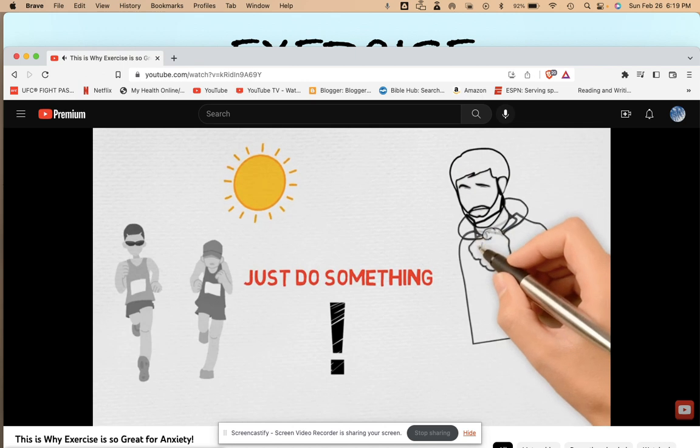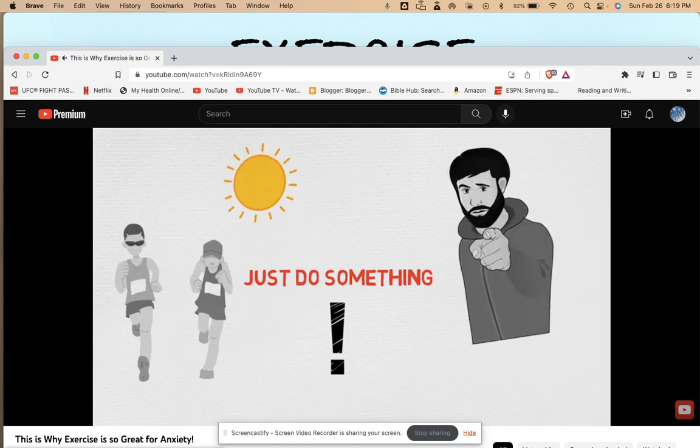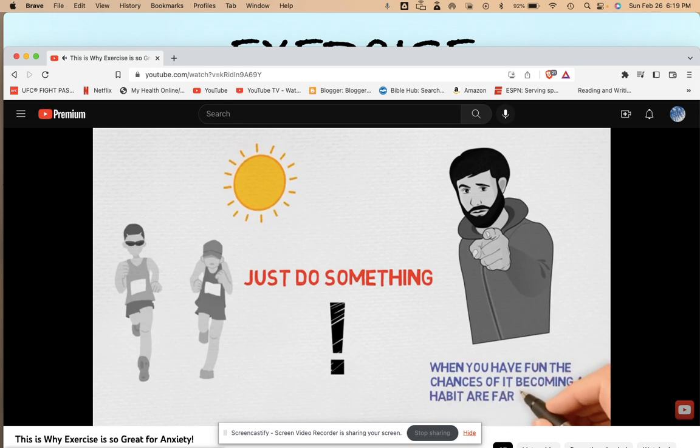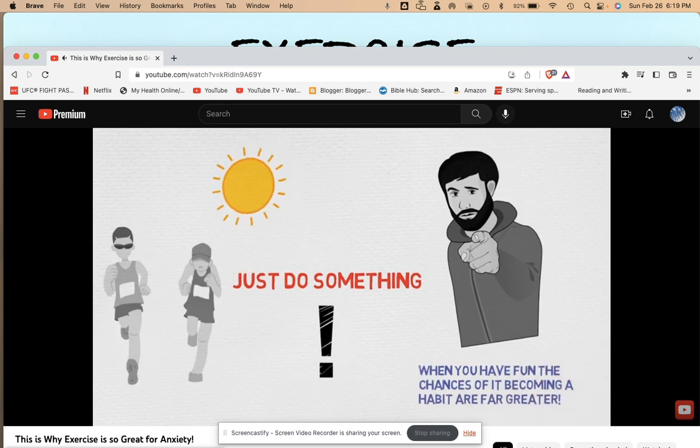However, ultimately, your choice should be made on what you enjoy most. If you have fun with what you're doing, it is so much easier to make exercise a habit and introduce it into your life routine.